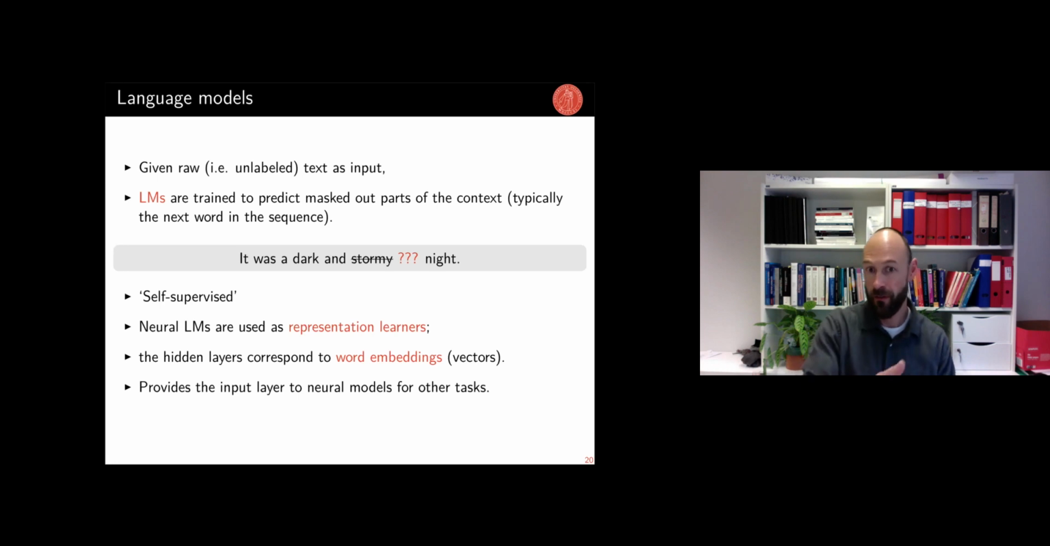So you would train a language model to try to make these sorts of predictions. The model is trained.